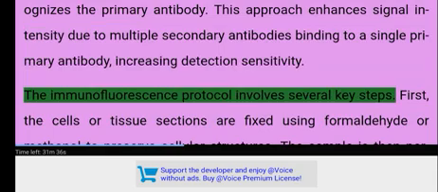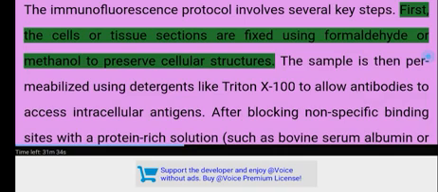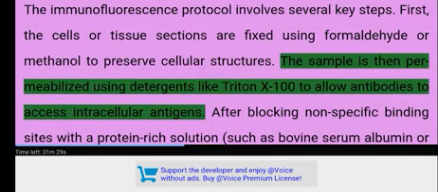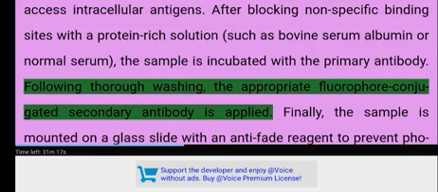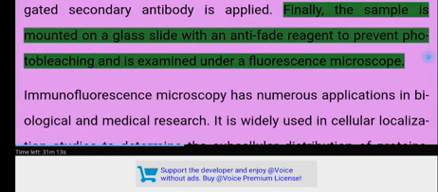The immunofluorescence protocol involves several key steps. First, the cells or tissue sections are fixed using formaldehyde or methanol to preserve cellular structures. The sample is then permeabilized using detergents like Triton X-100 to allow antibodies to access intracellular antigens. After blocking non-specific binding sites with a protein-rich solution, such as bovine serum albumin or normal serum, the sample is incubated with the primary antibody. Following thorough washing, the appropriate fluorophore conjugated secondary antibody is applied. Finally, the sample is mounted on a glass slide with an anti-fade reagent to prevent photobleaching and is examined under a fluorescence microscope.